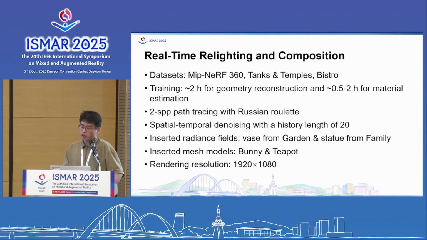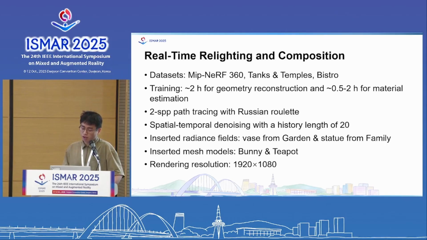We show the relighting and the composition results in scenes from MIPNERV 360 and Tanks and Temples datasets and the bistro scenes represented by mesh models. The training process takes about 2 hours for geometry reconstruction and 0.5 to 2 hours for material estimation. To achieve real-time performance, we use 2 SPP path tracing with raster roulette, and the sequential temporal denoise with a history length of 20 is applied to reduce the noise.